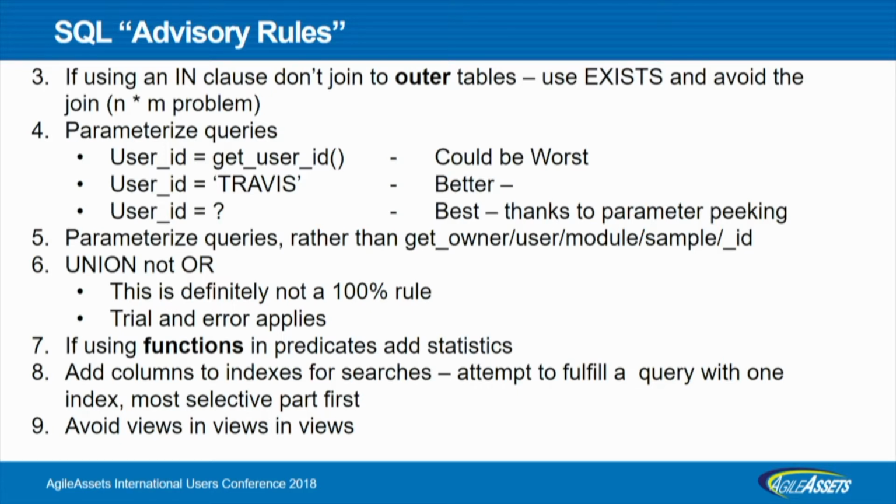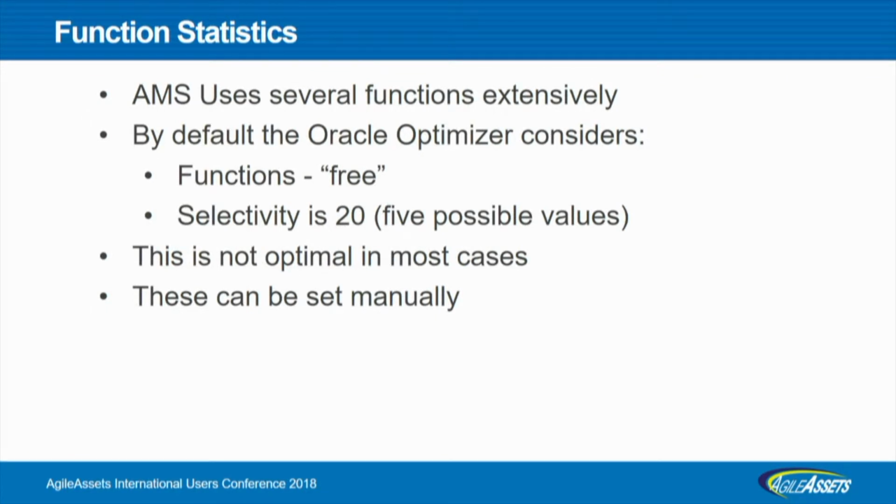Most of the other ones, if you look through the web, you'll find most of these. The number 7 here is what we're going to look at quickly. We use several functions, get owner ID, get module ID, get user ID, a lot, through a lot of queries, a lot of reports. The Oracle Optimizer has its own view on these, unless you tell it otherwise. It thinks they're a free lunch. It's like there is no cost involved, and if it's returning a result, it's going to return one of 20 results.